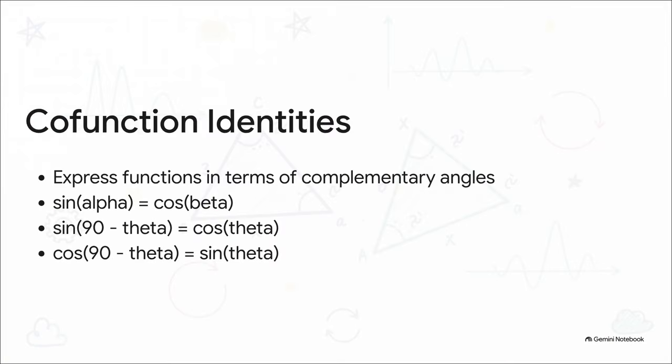So let's formalize this rule. In math, we call these the cofunction identities. They prove that any two complementary angles can form equivalent expressions. If you know that alpha and beta add up to 90, then the sine of alpha strictly equals the cosine of beta. Written algebraically, using the angle theta, the sine of 90 degrees minus theta is exactly equal to the cosine of theta. Sine and cosine are perfectly mathematically linked by that 90-degree relationship.